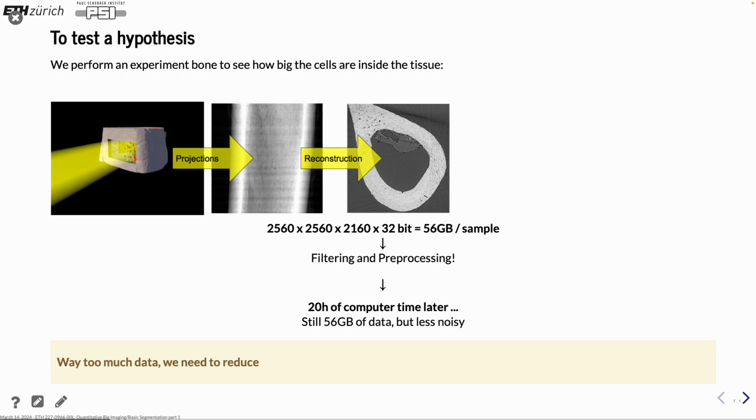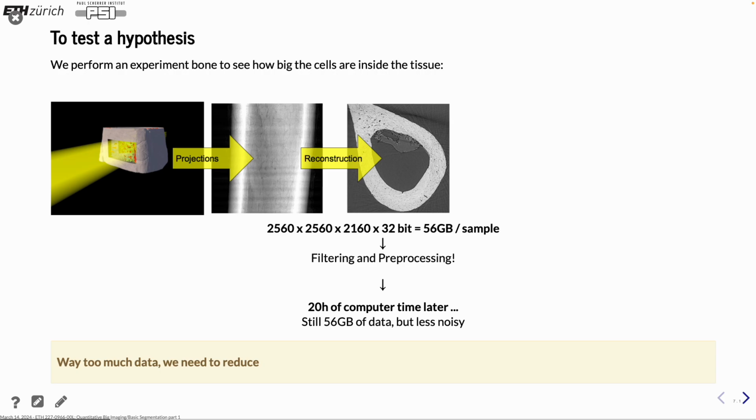And maybe many hours later, CPU performance has improved, so maybe now it's just a few hours later, but here is written 20 hours later. We still have 50 gigabytes of data, but it's less noisy. Or maybe we even have double, because we went from 16-bit or 8-bit up to 32-bit, because we need to do number crunching on floating point data. So the data can grow quite fast.